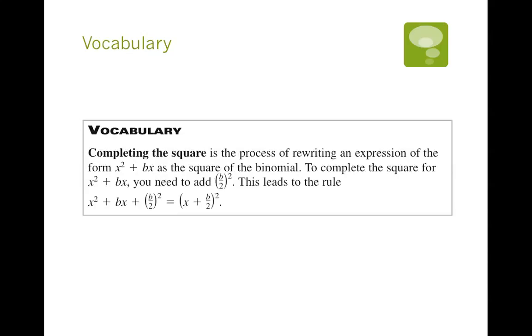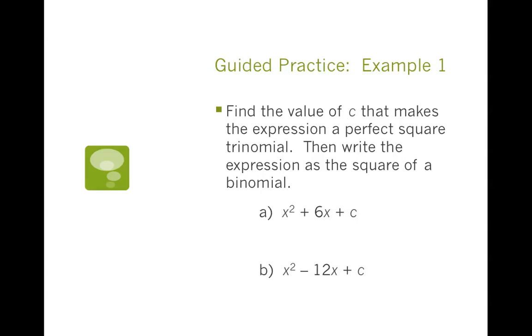Okay, this is what we need to use for completing the square. So just to make sure that you're comfortable with this, let's try a couple of quick examples where you need to first find c to make it a perfect square trinomial, and then write the expression as the square of a binomial. Pause the video for a moment while you try that. Come back when you're ready to check your answer.